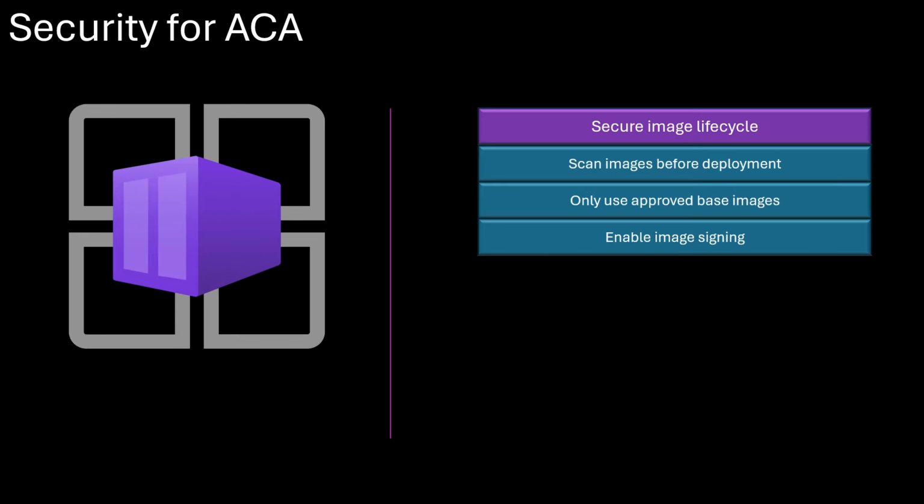Containers introduce unique security risks, and you need to control which images are allowed in your environment. Let's unpack best practices for image security. You should scan images before deployment to catch vulnerabilities early. Only use approved base images to reduce attack surfaces, and enable image signing to verify integrity before deployment. Bottom line, you should restrict deployments to only trusted images and enforce image signing to maintain a secure chain of custody.